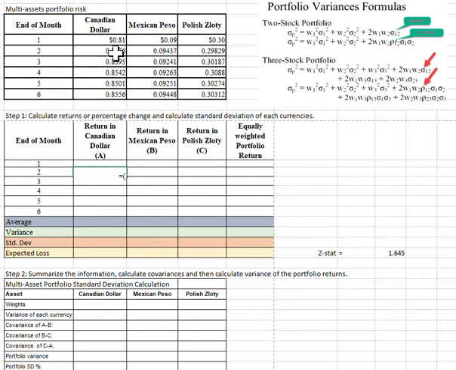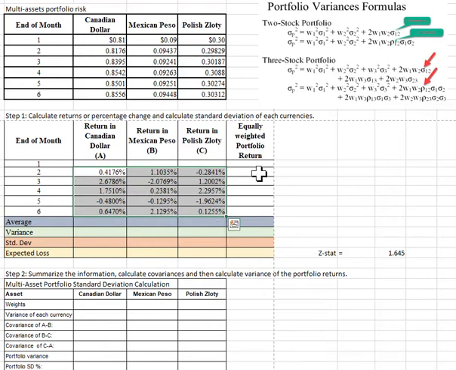So what I'm going to do is divide the current month's exchange rate by the previous month's exchange rate, and then subtract 1. That's going to give the percentage change for the first currency, the Canadian dollar. Now I can just copy the formula and calculate the return for each of these three currencies.